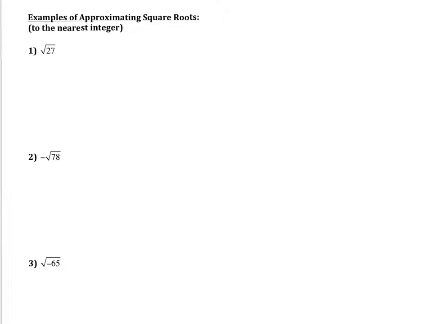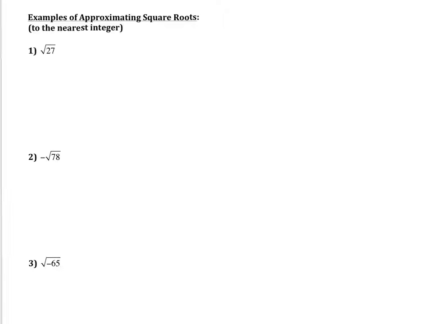Now let's look into how to actually work with square roots. In all of these examples, we are going to approximate the square root to the nearest integer. An integer is a positive or negative whole number. And when we're approximating, that means it is not an exact answer. We're just going to get an answer that's almost equivalent to the real answer.